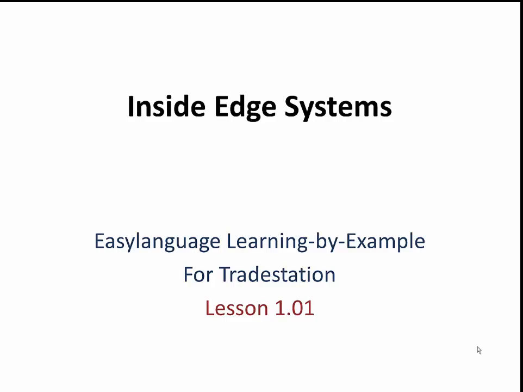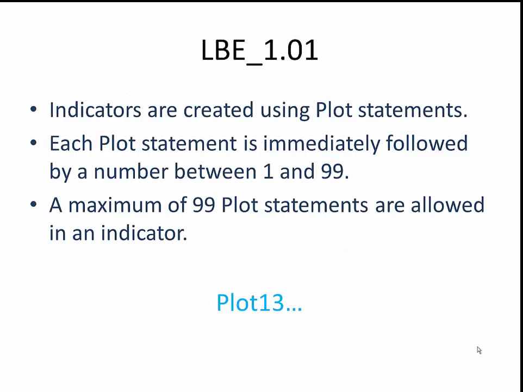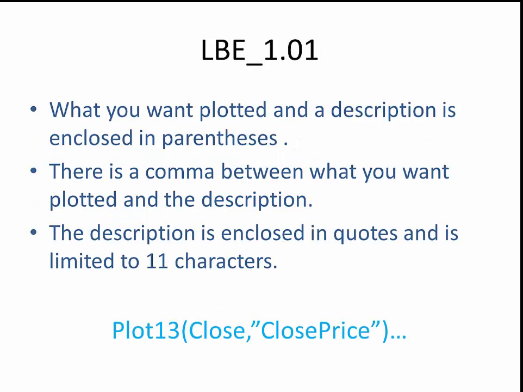In this exercise, we will be plotting the prices of the symbol on the chart and connecting those prices with lines. Indicators are created using plot statements. Each plot statement is immediately followed by a number between 1 and 99. A maximum of 99 plot statements are allowed in an indicator. So it looks like this, plot 13.